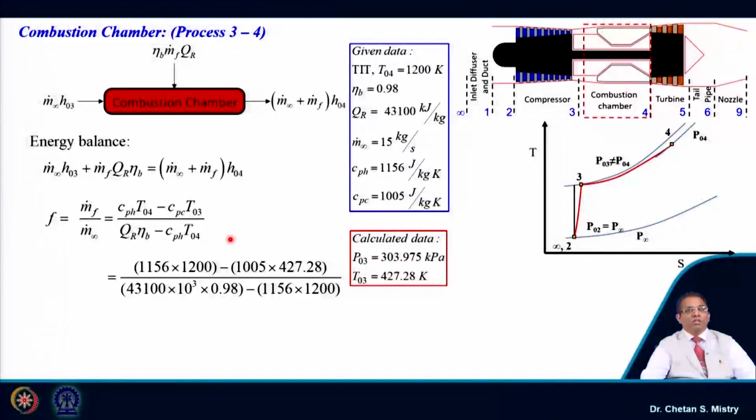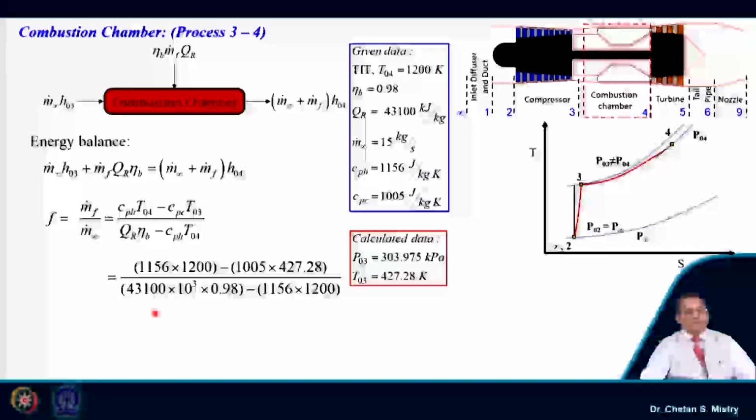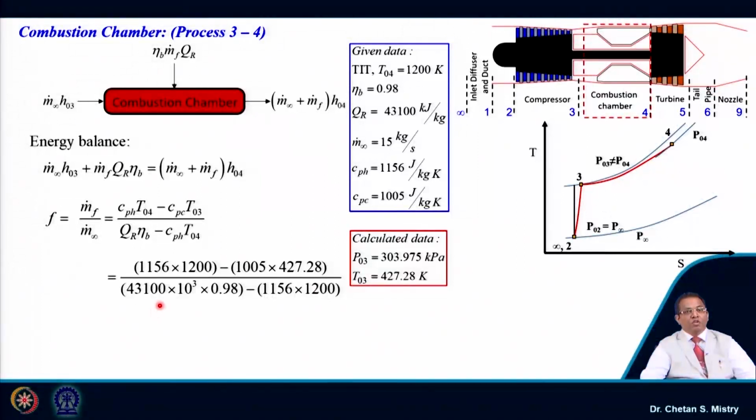Now, Cp for the hot gas is given as 1156, be careful about that. Cp for cold air is 1005. The calorific value here you need to take in terms of joule per kg. So, all these numbers we are considering in joules per kg, the Cp values as well as my calorific value. Otherwise, we have chances to make mistakes here. So, it says my fuel air ratio comes to 0.023.